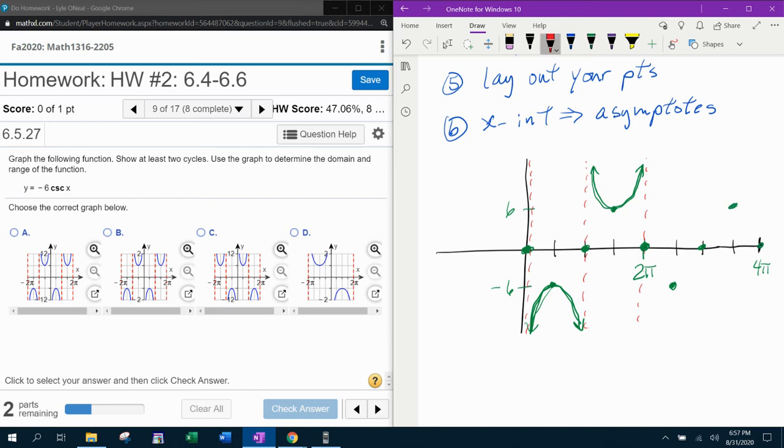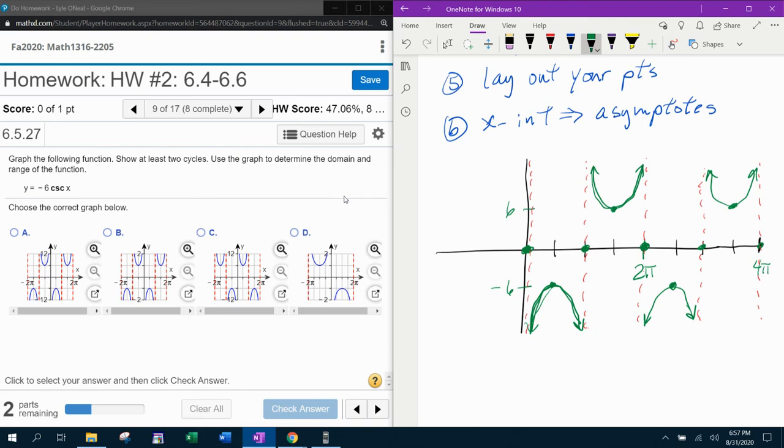And then we make our asymptotes. Every x-intercept is an asymptote. And then you got your humps and bumps. Down hump, up hump. And there's 2 periods, okay? So that's how you're going to graph that.